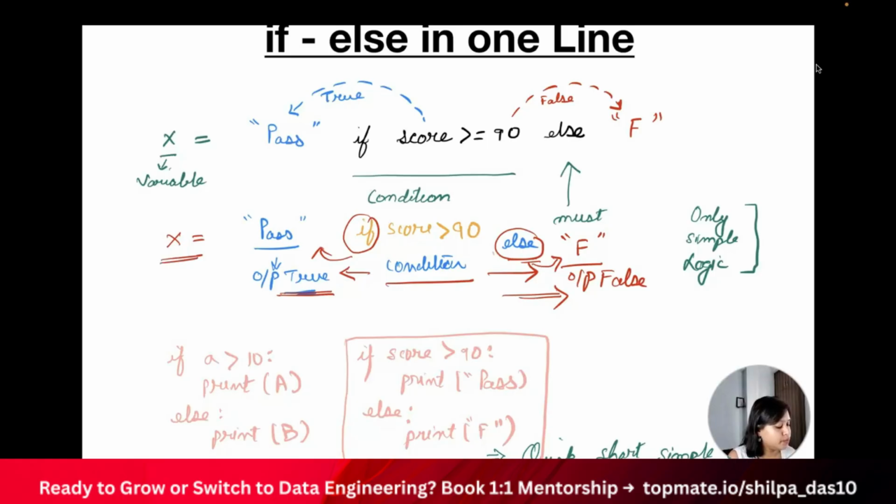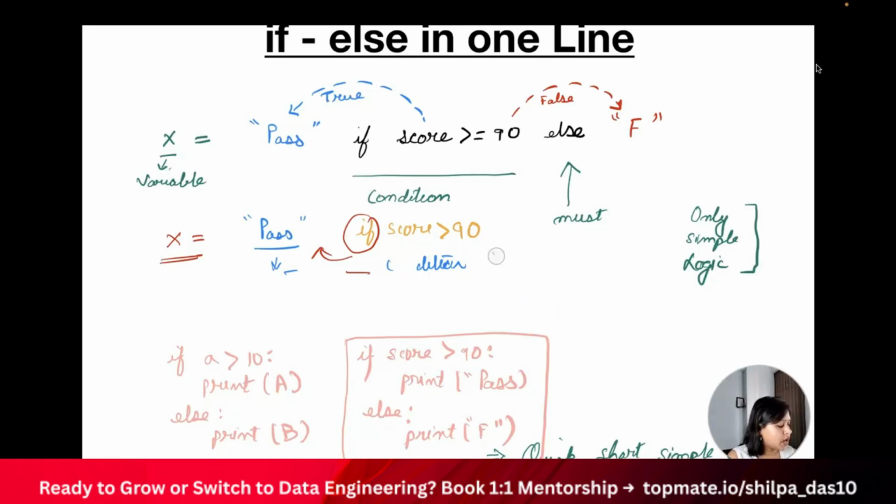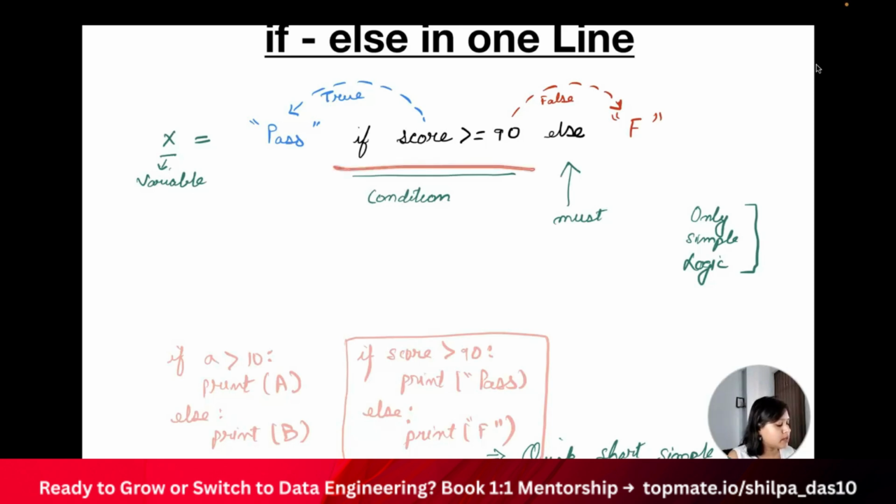So let me just remove this particular part that I just showed, and let's concentrate on this particular code. If you see, this is the same thing that I wrote. If this score is 90, which is this condition, then it is true that I'm passing. And in case it's false, then I am passing here. So true comes here, false comes here, right?